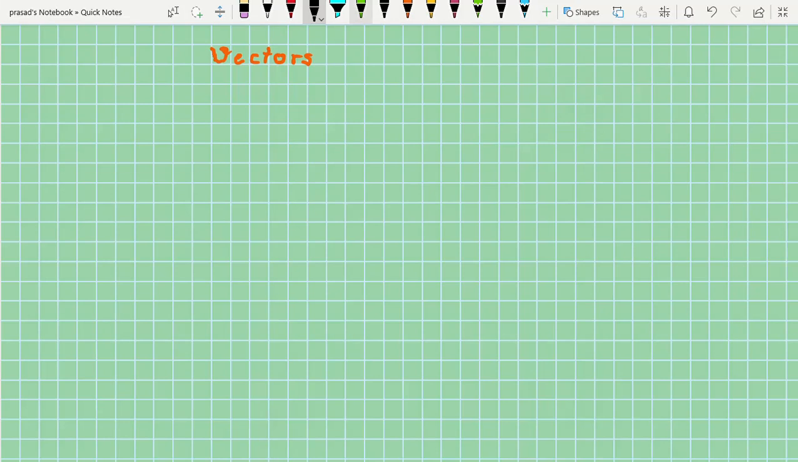So to express a vector completely or fully, we need two things. What are the two things? One is the magnitude of the vector. Magnitude means the length of the vector, and direction.